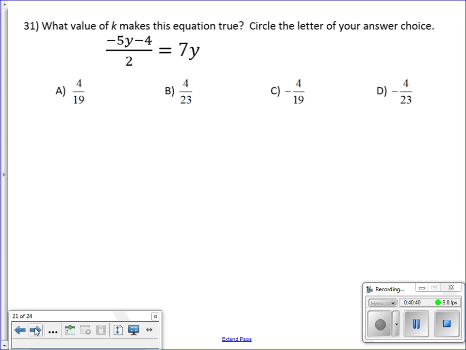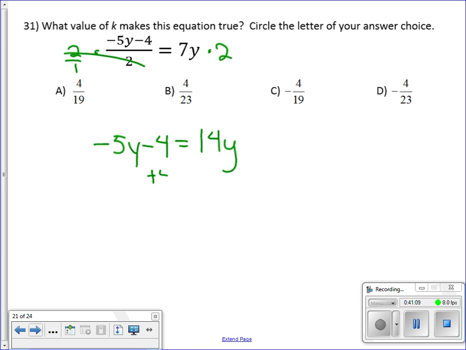What value of k makes this equation true? Circle the letter of your answer choice. Okay, so let's work this out. We need to get rid of denominators. Remember, anytime I have a denominator, I want it gone. So that means I'm going to times both sides by 2 over 1 or by 2, which is the same thing. So this cancels out, and I'm left with negative 5y minus 4 is equal to 14y. Remember, what this is saying is 7 times y times 2. So I can go ahead and multiply the 2 and the 7, and that's okay.